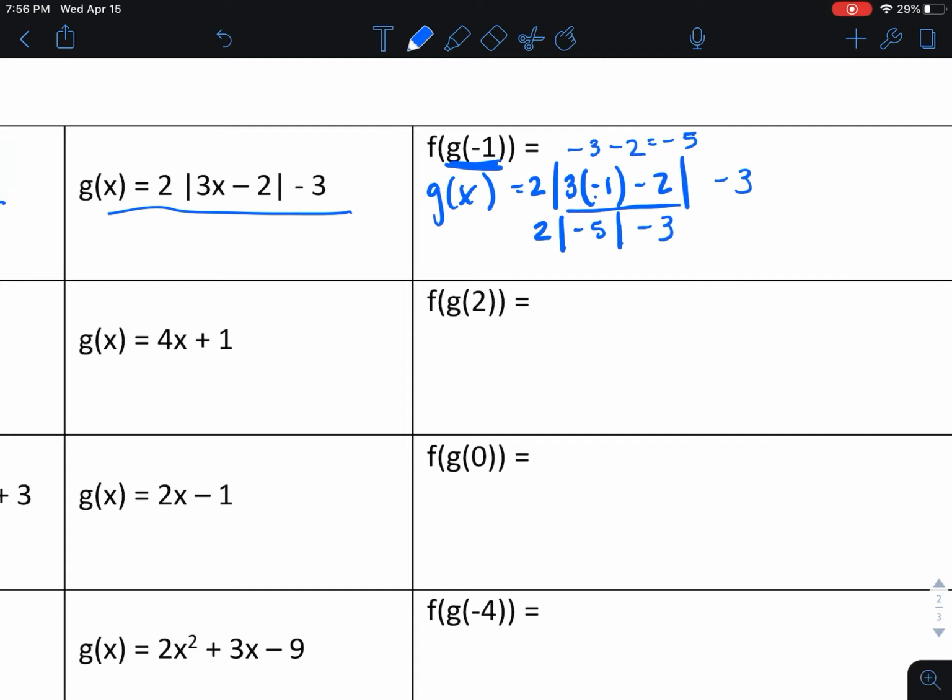Now, the absolute value, remember, is the distance from 0. A distance is never negative. So this turns into 2 times 5 minus 3. We actually lose that negative, remember? So 2 times 5 gives me 10, minus 3 ends up giving me 7 as my solution. Okay, 7 is the answer there.